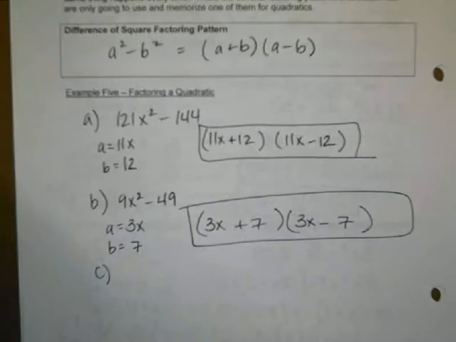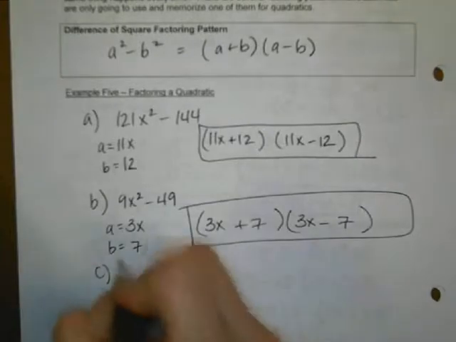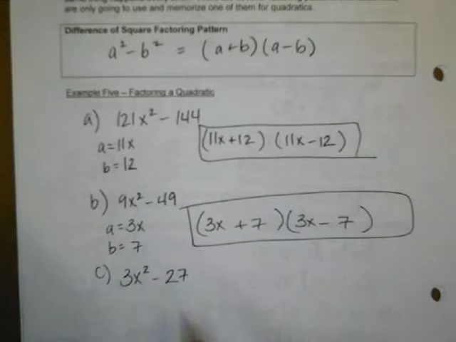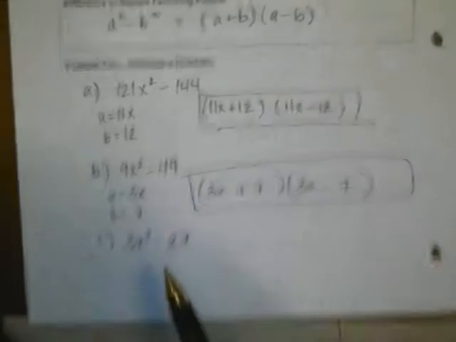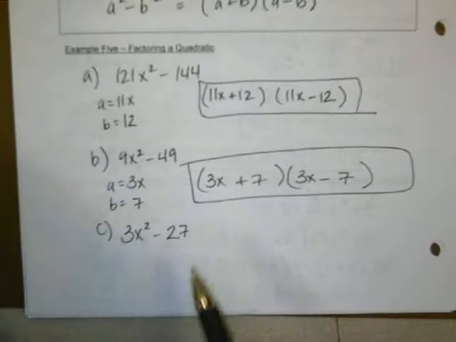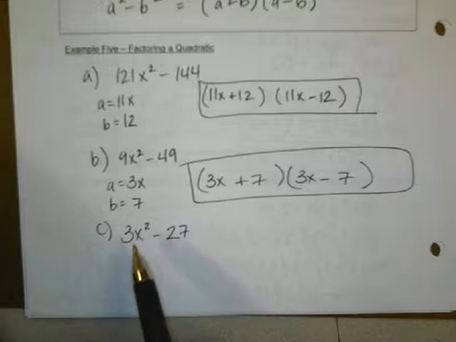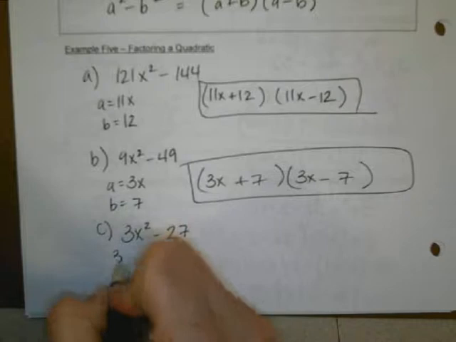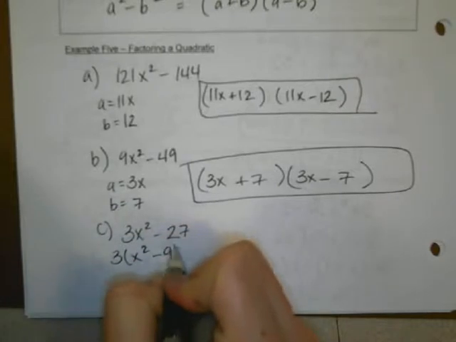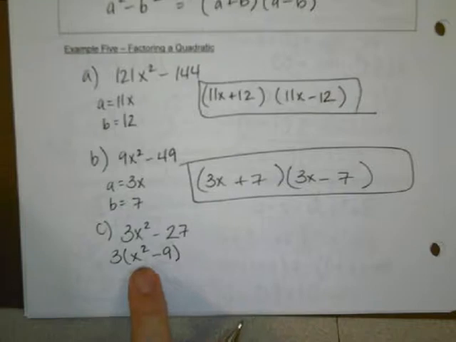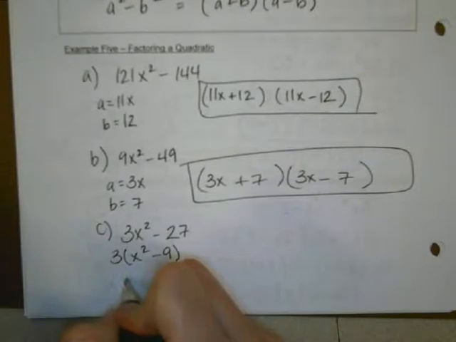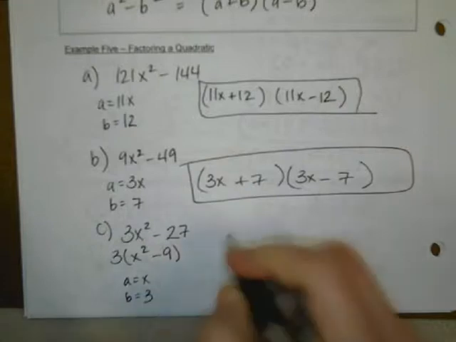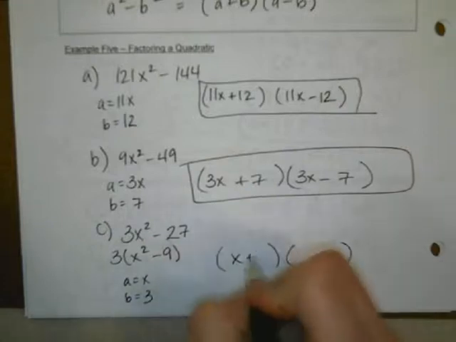Let's try this one. Okay, now when I look at that, I don't think difference of squares right off the bat, because you can't take the square root of 3 and have it be what we call a nice number. You can't take the square root of 27 and have it be a nice number. But what I can do is take out a 3 and then look again. And in this case, yes, I can take the square root of x squared, that's x, and I can take the square root of 9, that's 3. So that becomes x plus 3 times x minus 3.